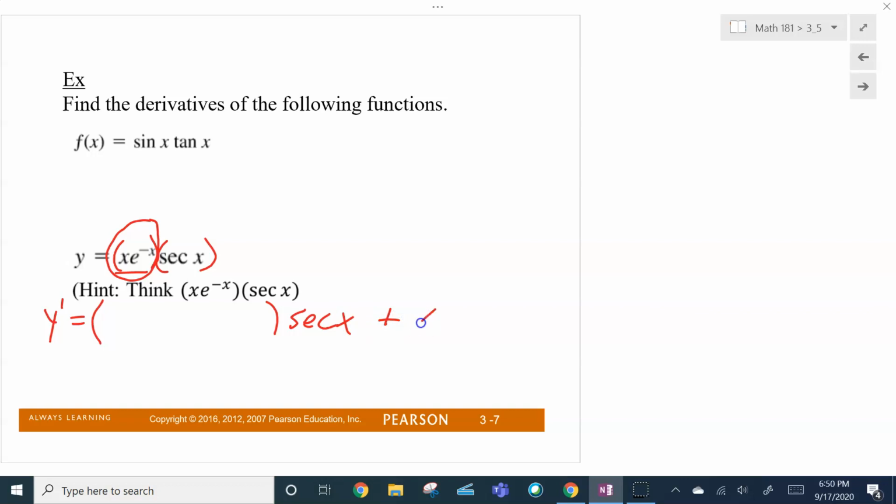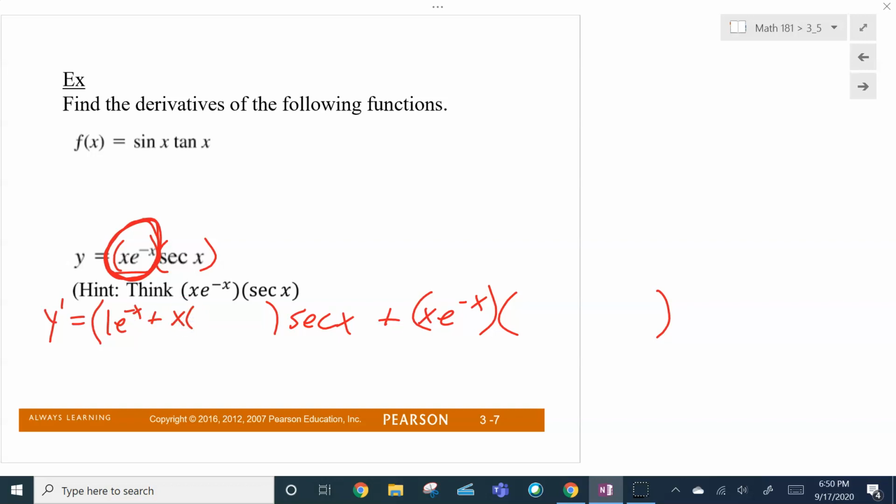plus the first, and now I'm going to leave it alone, times the derivative of the second, which we know the derivative is secant tangent. I'll be writing that in just a second. Okay, so let's take the derivative here. Notice I have x times e to the negative x, right? I have a product. What's the derivative of x? 1. So I have derivative of the first times the second plus the first times the derivative of the second.